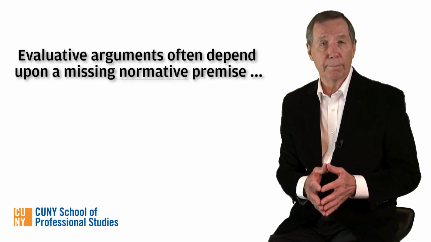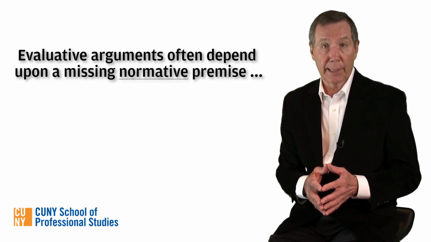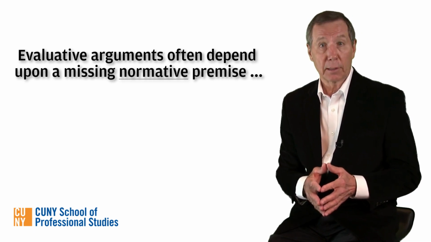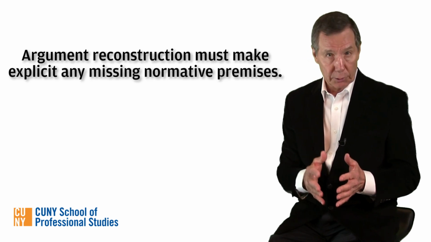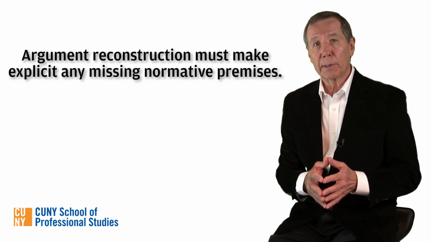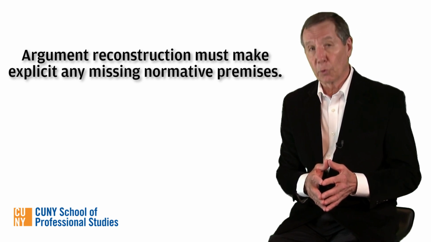The is-ought gap often involves evaluative arguments that depend on a missing, assumed, or implicit premise. That missing premise must be a normative statement in order that we can infer the conclusion, which is also a normative statement. There is an important general lesson here. Many times, an argument with a normative conclusion will depend on a normative premise which is not explicitly stated. In reconstructing the argument, the missing normative premise must always be made explicit if it is neither obvious nor controversial.